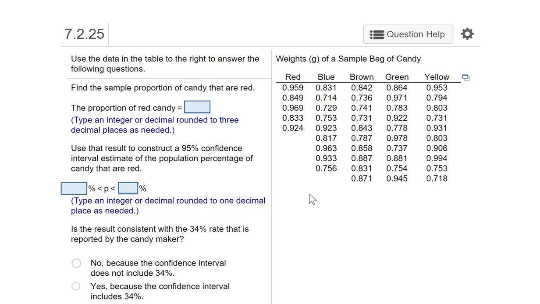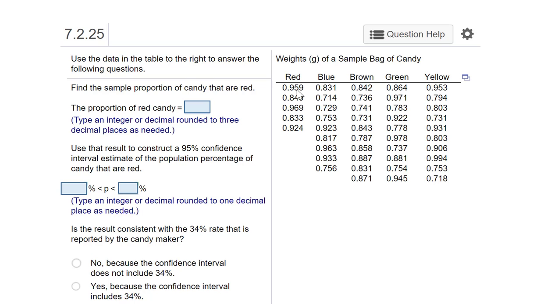So we don't even need these weights, do we? It's not asking anything about the weights of the candy. Maybe it will in a subsequent lesson, but in this one, all we want to know is what proportion of these candies are red. So we just count. How many red do we have? We have 1, 2, 3, 4, 5.